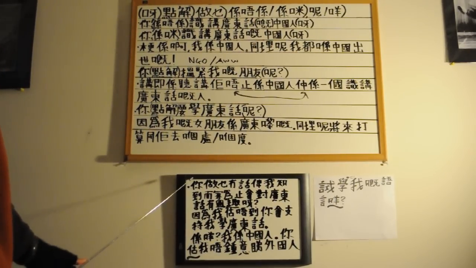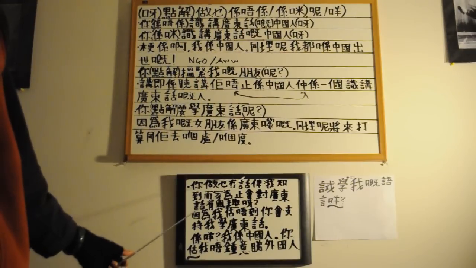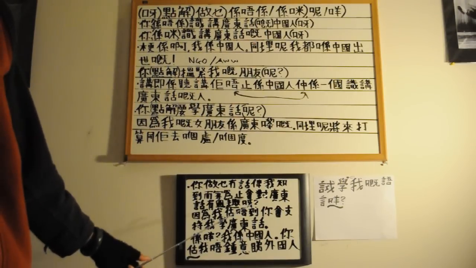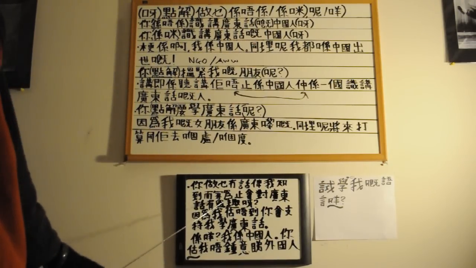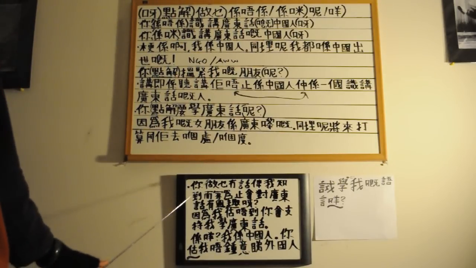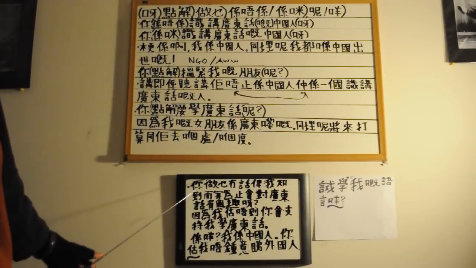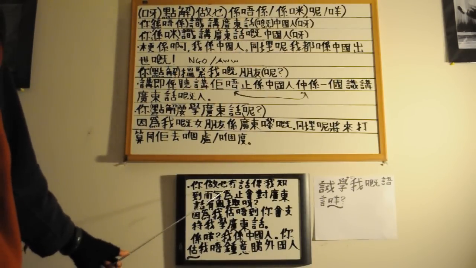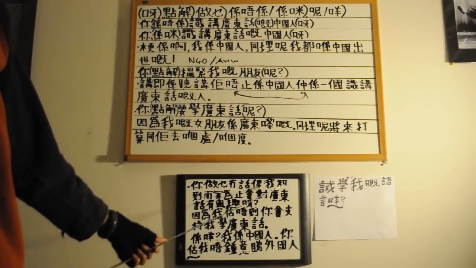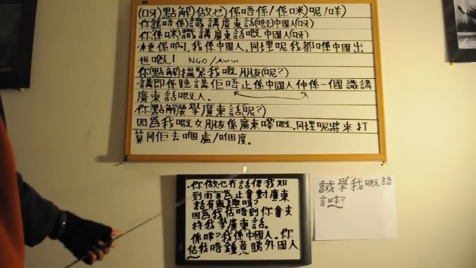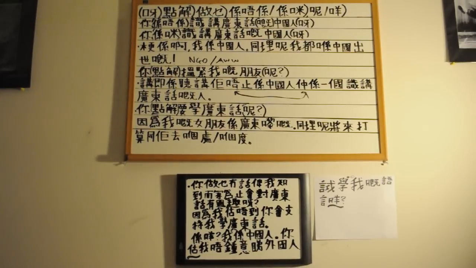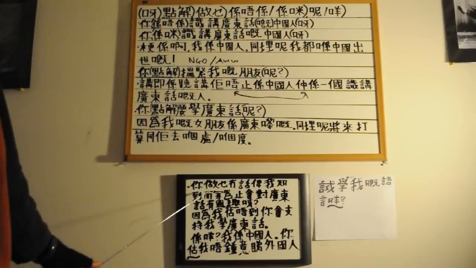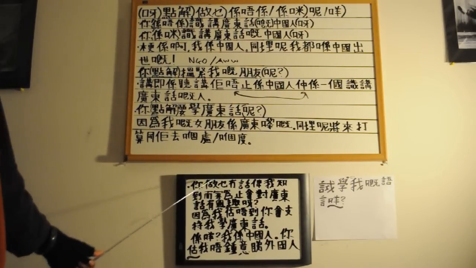So one more time. 你做乜冇話俾我知？到而家為止會對廣東話有興趣啊？ So 做乜 here is how come. Okay, so how come 冇話, you didn't. 冇話俾我知, you didn't tell me. When you say 話俾我知 that means to tell me something. So why didn't you tell me, 到而家為止, that means up until this point.